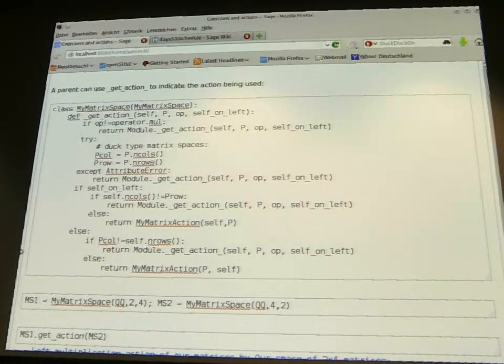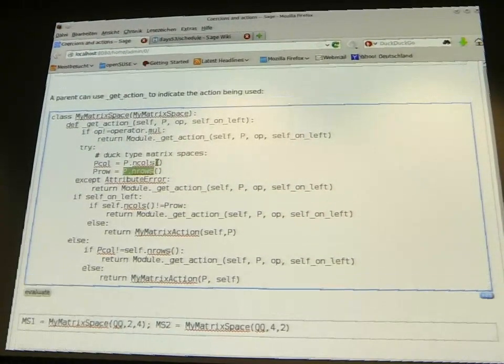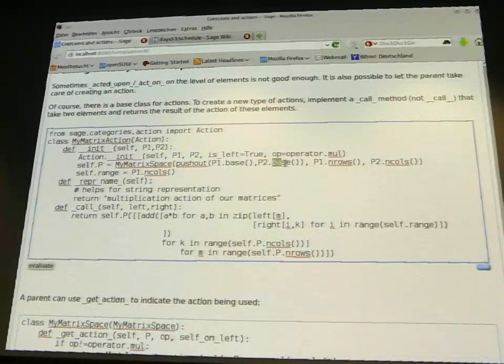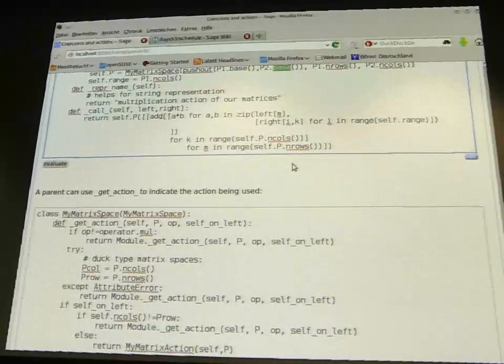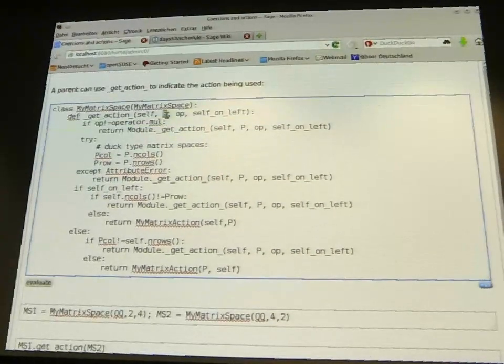So we do the same here. We duck type matrix spaces, so we test if it has number of columns. We test if it has number of rows. Somewhere here, I think, we also test that it has a base. And if it has these three things, then for us it behaves like a matrix space. And this is good, because both Sage's matrix spaces and our matrix spaces pass this test. In other words, here if P is a Sage matrix space, then it would work, it would eventually return our matrix action. If P is our matrix space, then it would again pass the test and return our matrix action.